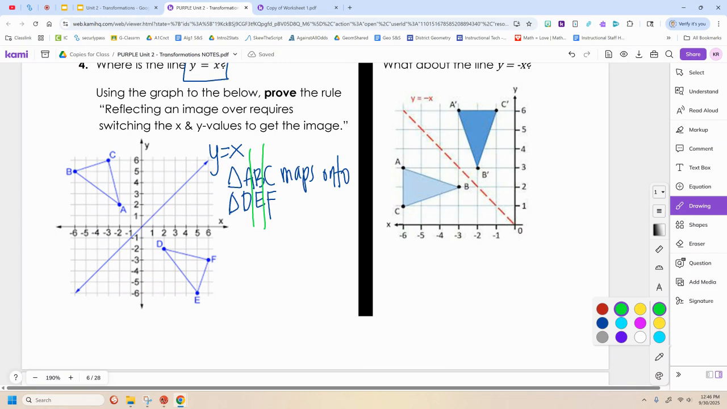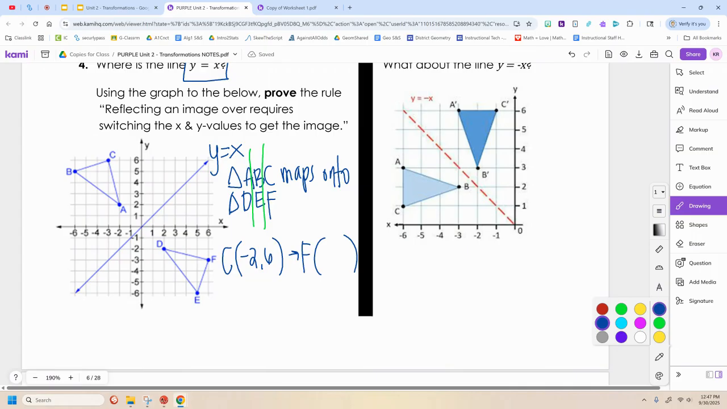So let's use point C and F to see if we can figure out the rule. C was first. How would you describe the location of point C using coordinate pairs? It's at back 2, up 6, right? -2, up 6. F is its corresponding point.